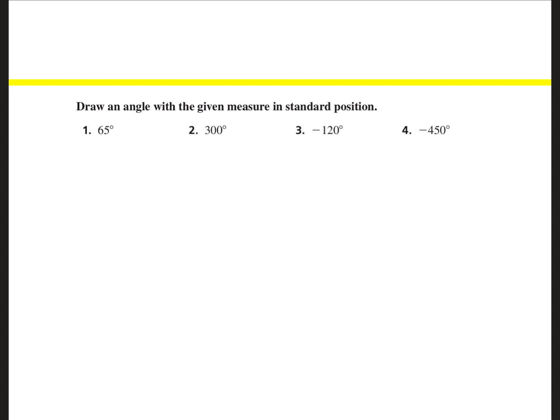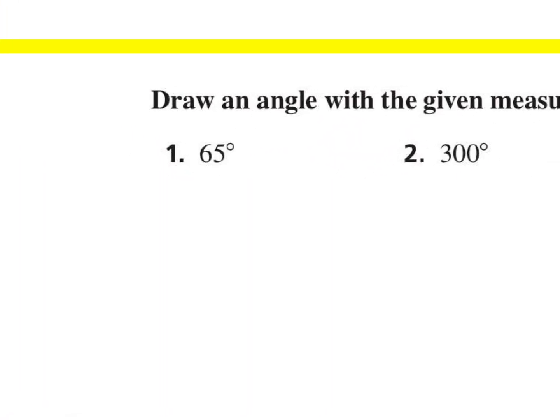We got some examples here. Okay, let's do this kind of quick. 65. Positive or negative? Positive. So this is 0, 360. 90 is going to be up. 180. 270. Where is 65? In between what and what? 0 and 90. So I start here with the initial, and I go up somewhere in here, and I draw my angle. What quadrant? Quadrant 1. Good.